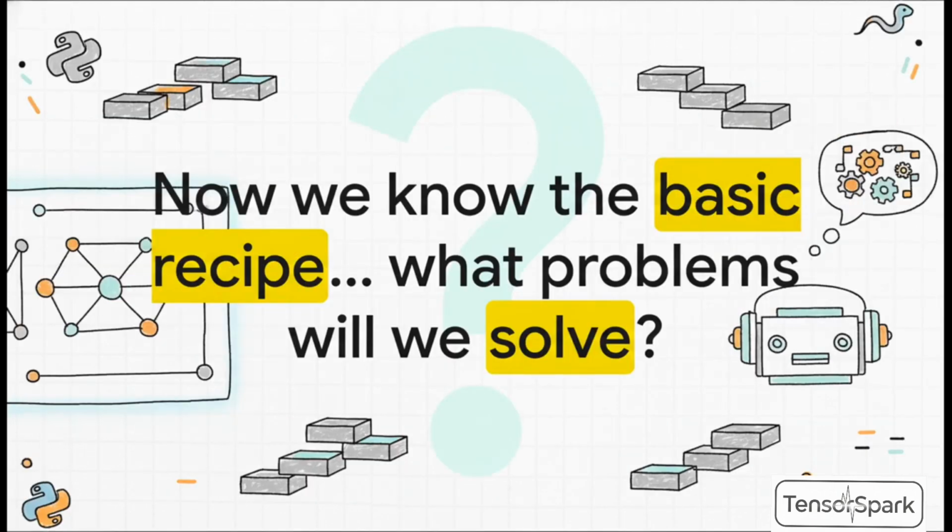And there you have it. From simple code bricks to a truly intelligent building, we've just walked through the fundamental recipe behind almost all modern machine learning. This exact same idea, predict, measure your error, adjust, and repeat, that's what powers the most advanced AI systems in the world today. So now that you know the basic recipe, the only question left is, what problems are we going to solve with it next?